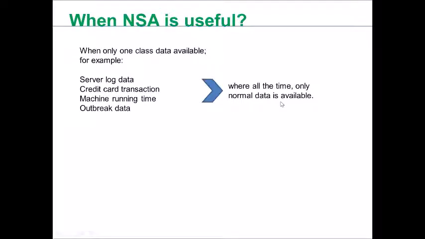Sometimes we want to do classification, to classify between yes or no. But because of the limitation of data, we only have one type of data, which is normal only. Then we cannot use classification. We can go for clustering, but another solution is we can use a negative selection algorithm.